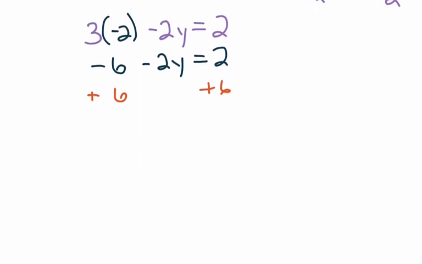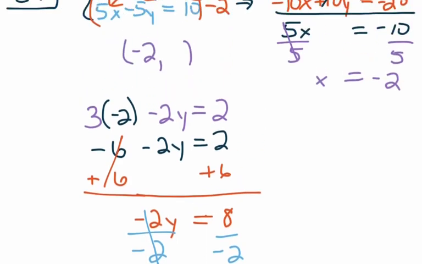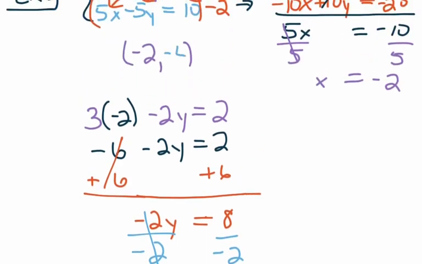These will cancel. Bring down my negative 2y. Make sure that you do not forget about this negative sign right here, otherwise you will get your y value wrong. So negative 2y is equal to 8. Divide both sides by negative 2. The negative 2's cancel, and we get y equals, here we have a positive divided by a negative, that's going to give us negative 4. So the y value of our ordered pair is negative 4.